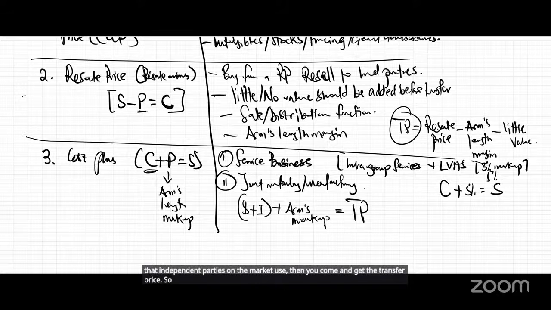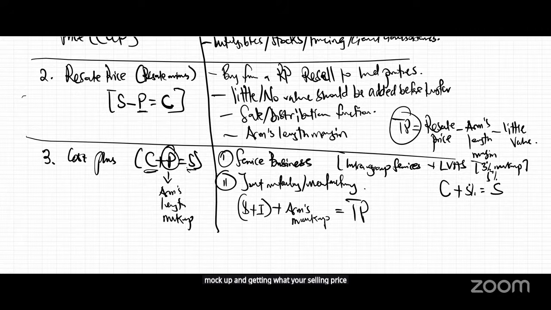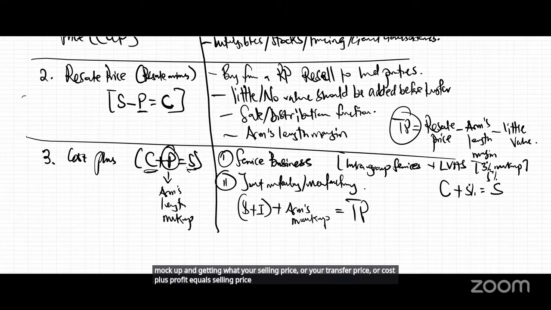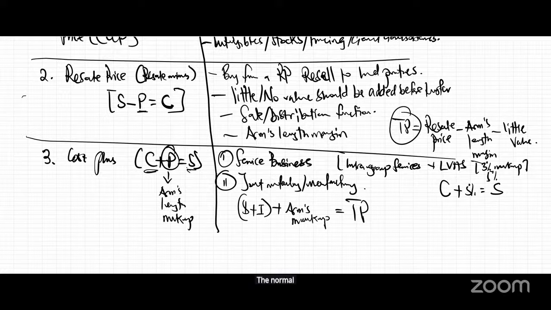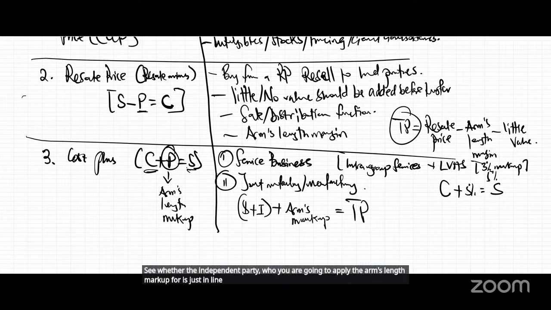Then you come and get the transfer price. So it's taking the total cost, adding an appropriate market markup and getting your selling price or transfer price. Cost plus profit equals selling price. That's how you do cost plus. Are you getting the idea? Cost plus is relatively easy, but you must still conduct the normal functional analysis to see whether the independent party whose arm's length markup you are going to apply is in line with what you are looking for.